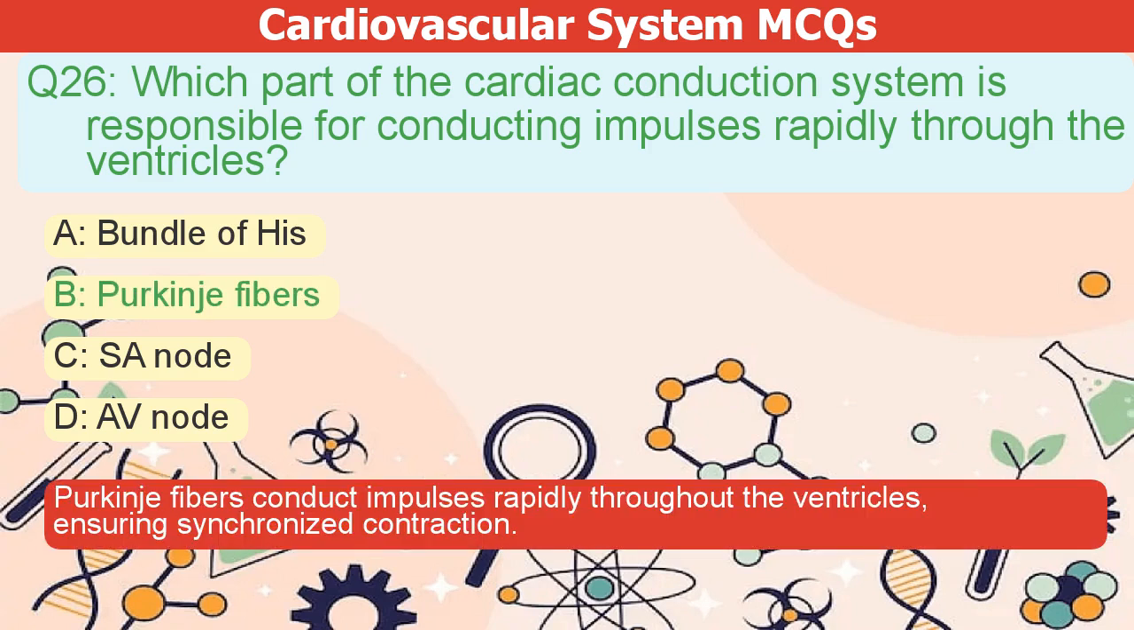The correct answer is B. Purkinje fibers conduct impulses rapidly throughout the ventricles, ensuring synchronized contraction.